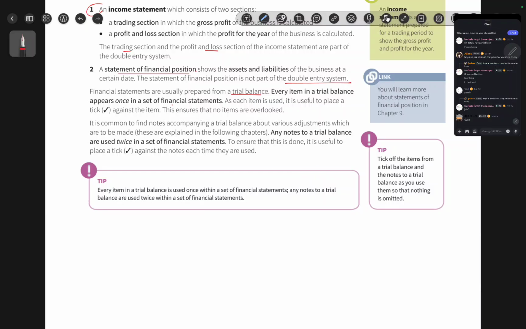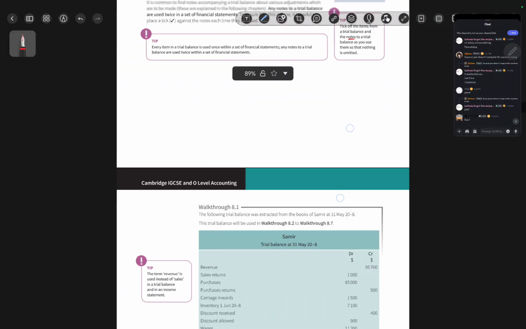Any notes to a trial balance are used twice in a set of financial statements. To ensure that this is done, it is useful to place a tick against the notes each time you use them. Okay, a tick of the items of a trial balance and the notes, so that nothing is omitted. Every time a trial balance is used within a set of financial statements, any notes are used twice.